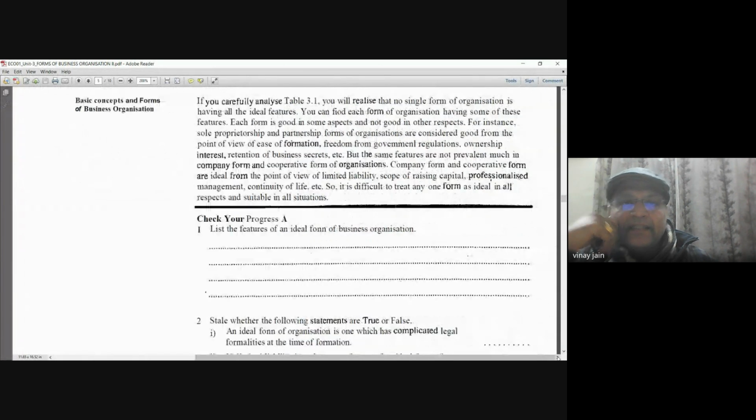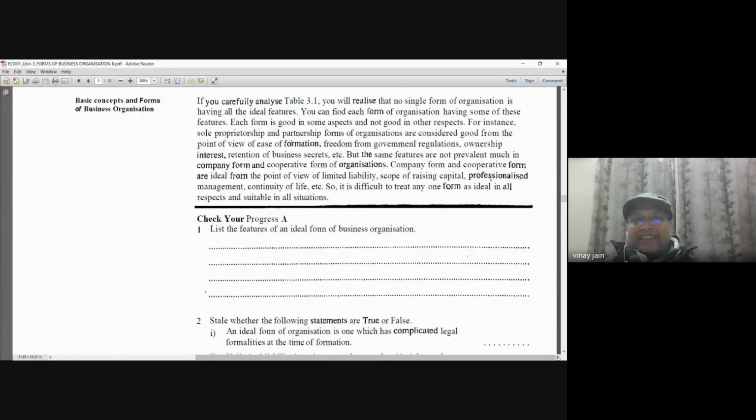So, guys, here it is conclusively said that if you carefully analyze table 3.1, which we had as a comparison, you will realize that no single form of organization is having all the ideal features. You can find each form of organization having some of these features. Each form is good in some aspects and not good in other aspects. For instance, sole proprietorship and partnership forms of organization are considered good from the point of view of ease of formation, freedom from government regulations, ownership interests, retention of business secrets, etc.